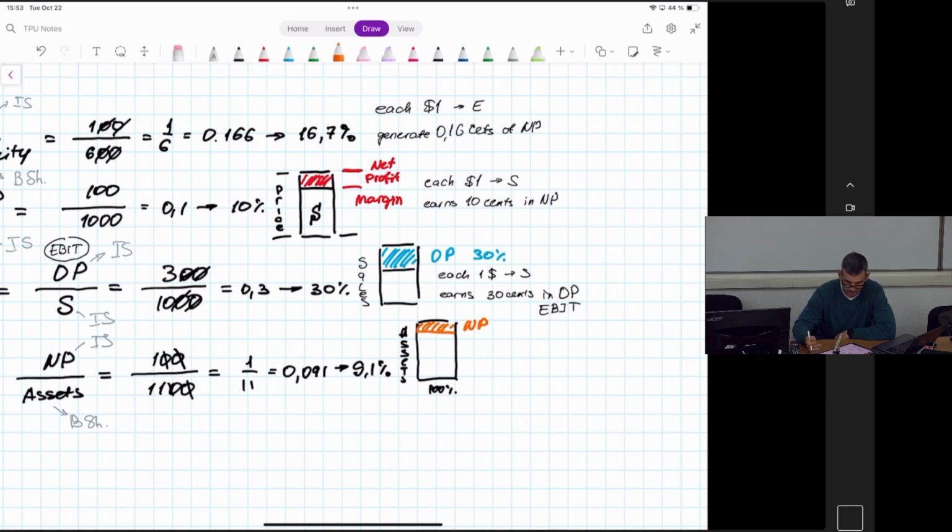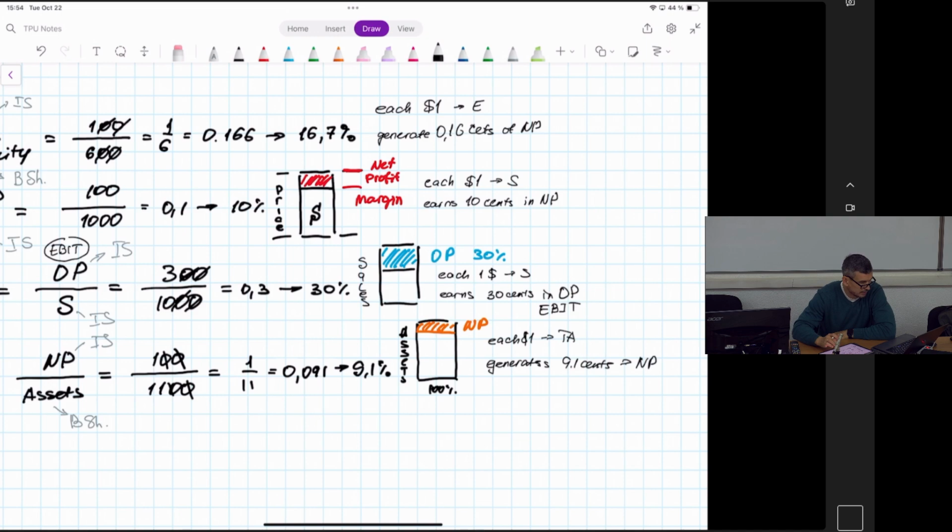Okay. So in this case, each $1 in total assets generates 9.1 cents in net profit. Small one. Okay? So this is how we understand the formula: use the numbers, pull them from different financial statements, and then understand, okay, 9.1, what is it?